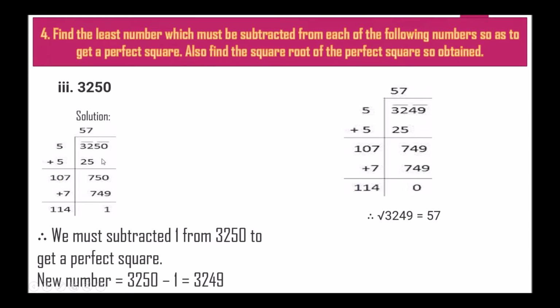3250. If we do it with the division method, we can say that we must subtract 1 from 3250 to get a perfect square. So the new number is 3250 minus 1, that is 3249. And the square root of 3249 is 57.